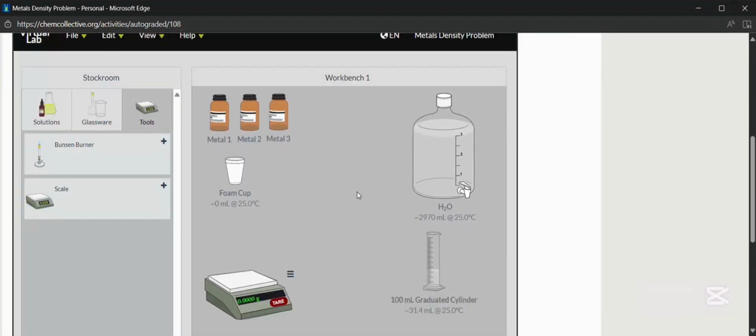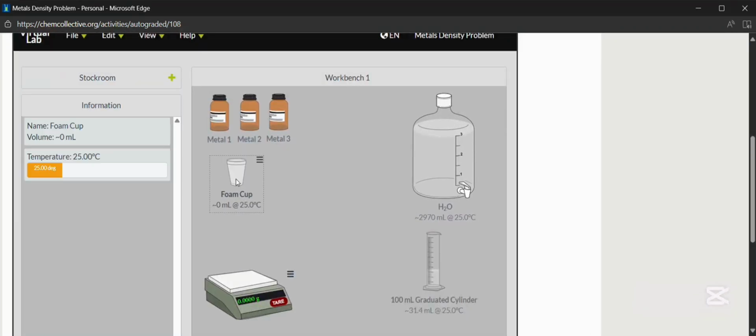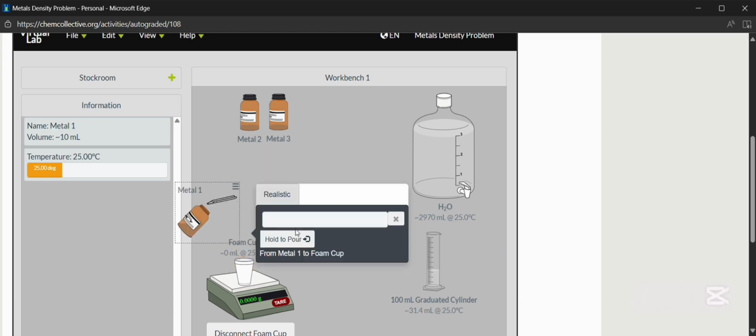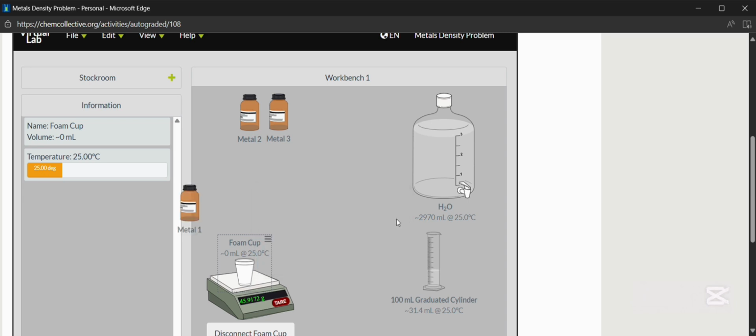To begin our experiment, we're going to first measure our foam cup as 9.6 grams. So we're going to tare that. And we're going to pour our unknown metal number 1. So we have poured 45.92 grams. Now we're going to remove this.